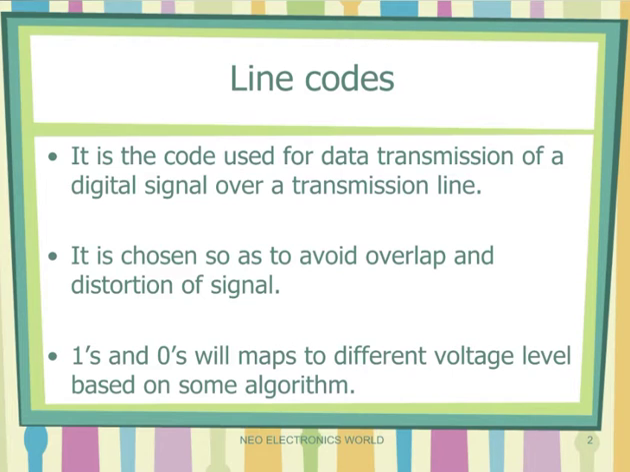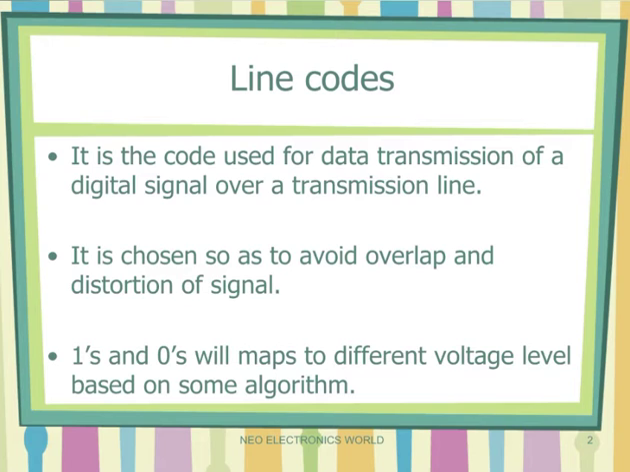Is it clear? Yes. It is chosen so as to avoid overlapping and distortion of the signal. We know that while transmitting a signal, we can see noise, attenuation, and many problems. In order to avoid overlapping and distortion, we have discussed the Nyquist criteria, and we have also seen when and where the overlapping will happen. All those cases we have discussed, so it is very clear that overlapping can be avoided using line codes.